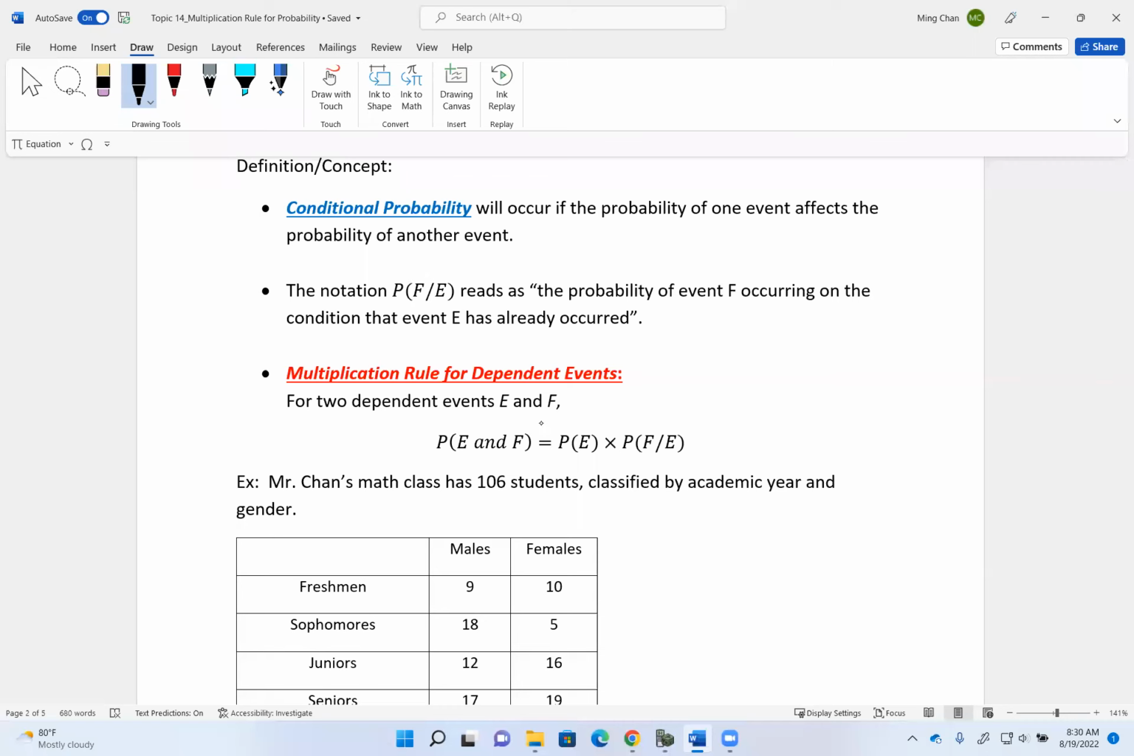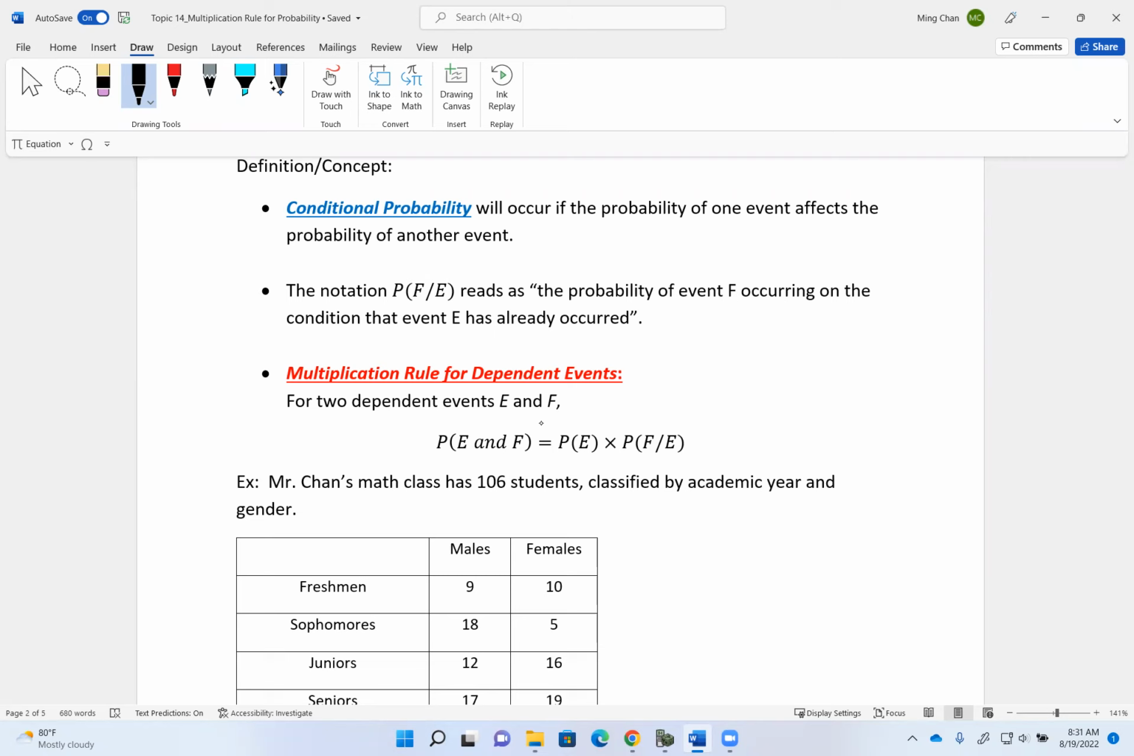All right, the notation: probability of F slash E. This reads probability of the event F occurring on the condition, the slash means on the condition, that the event E has already occurred. So if I say it a different way, this notation is really saying find the probability of the second event. F is the second event, E is the first event. Find the probability of the second event given that the first event E has already occurred.